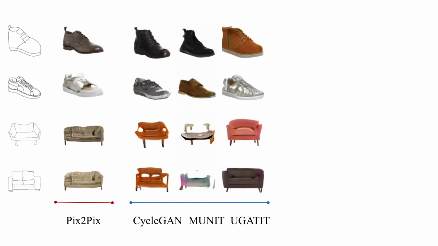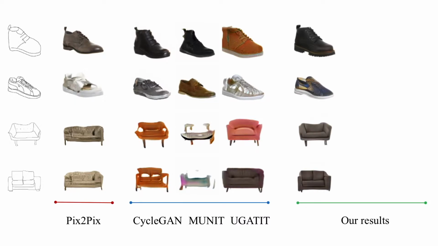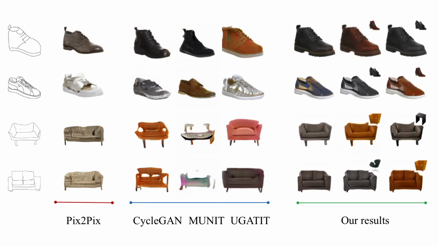UGATIT can generate much more natural-looking photos. Its key is to use an attention module to locate the regions critical for translation. However, its synthesis is not faithful to the input sketch, and it can only produce a single output. Our model can generate photos with high fidelity, photorealism, and diversity.